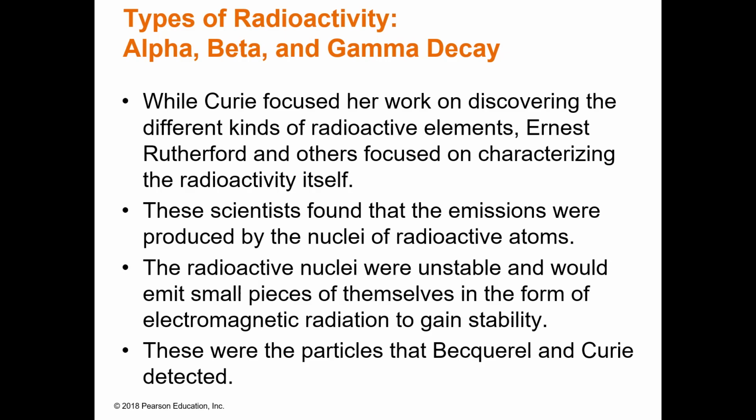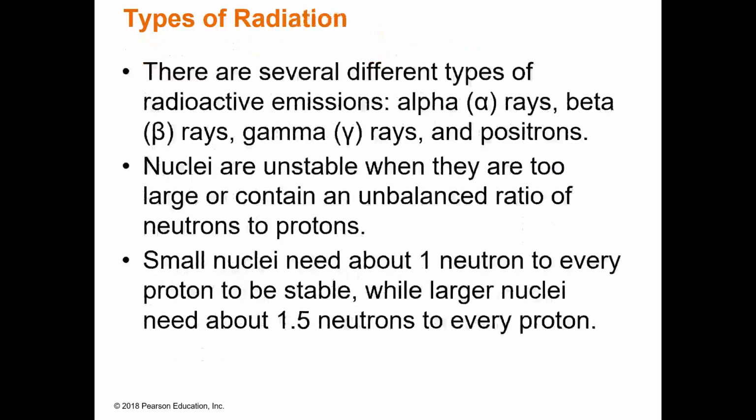There are three major types we're going to focus on: alpha particles, beta particles, and gamma rays. Each one has different properties, different strengths, and different effects on the body, which is especially important for us in healthcare. Now, not all atoms are stable. Some are just too big, or they have an unbalanced ratio of neutrons to protons. That's when they start emitting radiation.